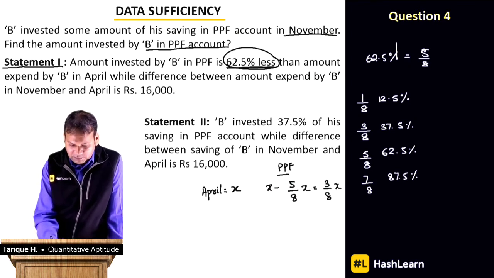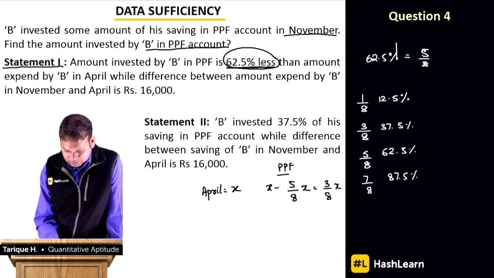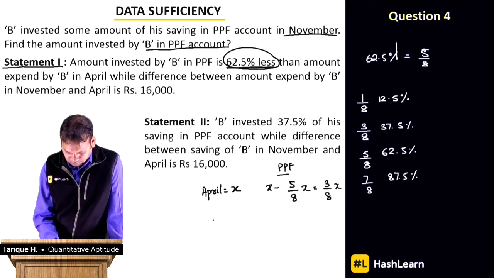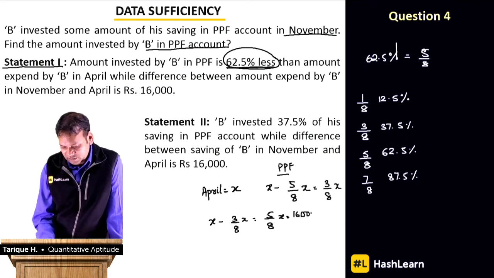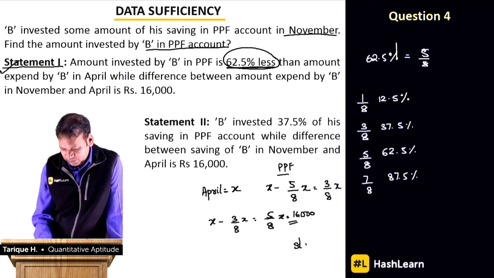And difference between amount spent by B in November and April is 16,000. So November and April is 16,000. So x minus 3 by 8 of x, that's 5 by 8 of x, is equal to 16,000. So from this we can find out and solve this question from statement 1 alone. So statement 1 alone should be sufficient.